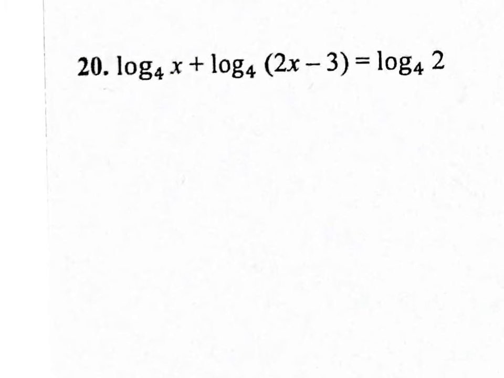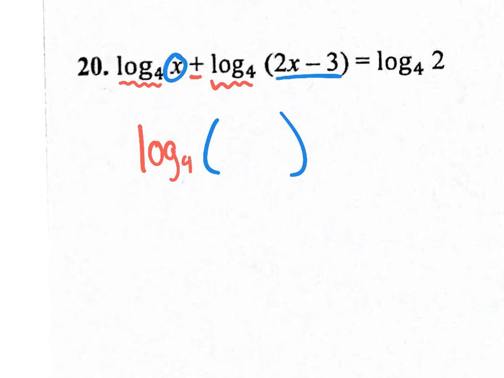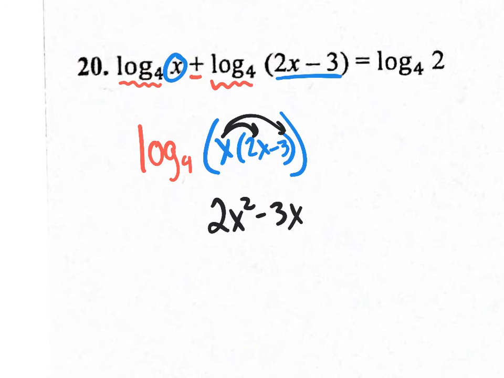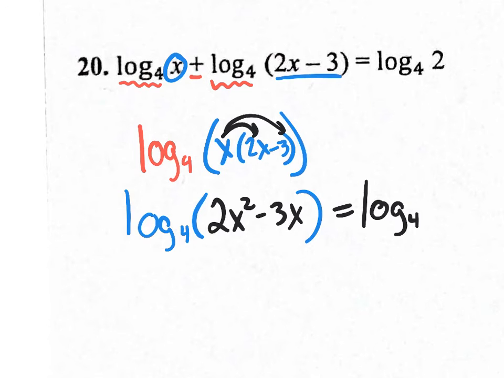Number 20 is starting to get more fun. What property am I going to use on this one? Product, right? Because of the plus sign, I want to condense this log base 4 and that log base 4, condense it as one single log base 4. But of course, I am going to have something times something in there. This x right here times that 2x minus 3. So let's write it out. X times 2x minus 3, which means I need to distribute. So inside this log base 4, I will have a 2x squared, and I'll also have a minus 3x inside the log base 4. And yes, it's equal to log base 4 of 2.